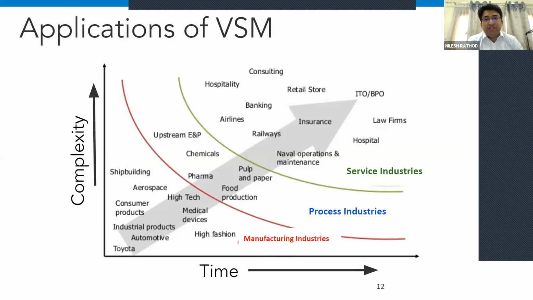Next, application of value stream mapping. Value stream mapping was started at Toyota car manufacturing company. It was the automobile sector. Now slowly it was developed in many manufacturing industries. Then a similar approach, similar basics, was adopted in the process industry as well. After that, it was implemented in the service industry as well. So you take any industry, it is available everywhere, like shipbuilding, aerospace, consumer products, industrial products, pharma, food industry, chemical industry, airlines, banking, BPO, consulting, hospitality.